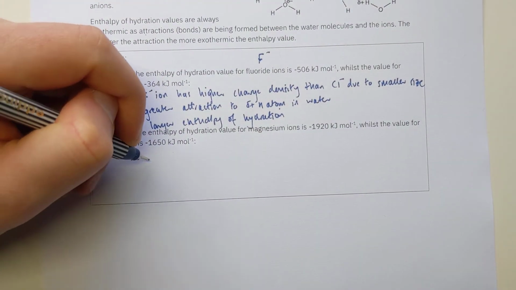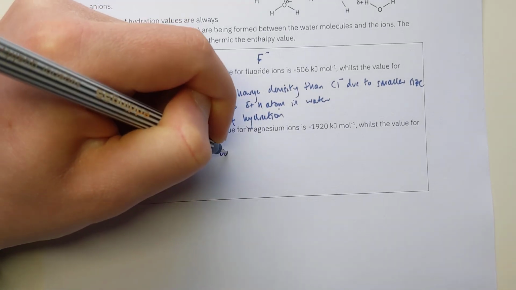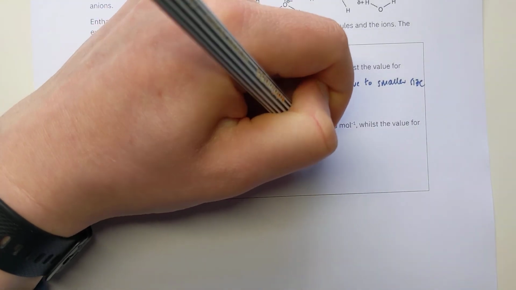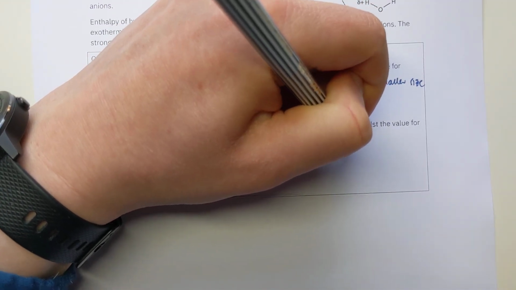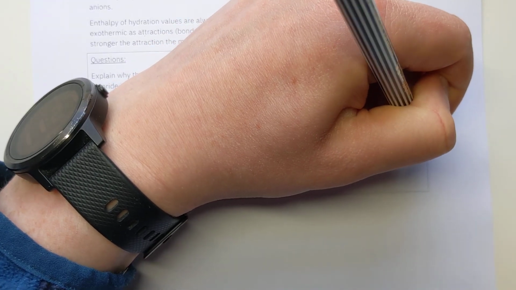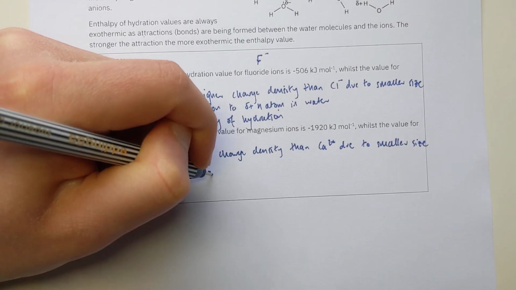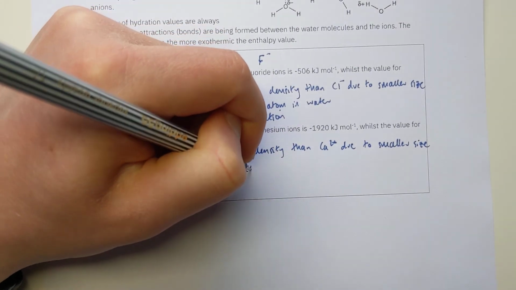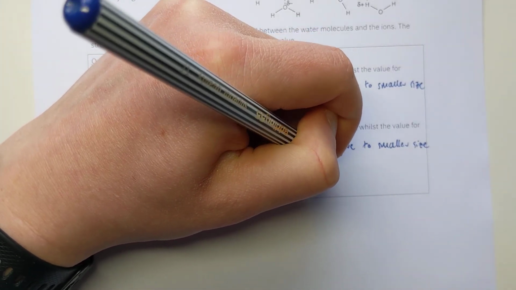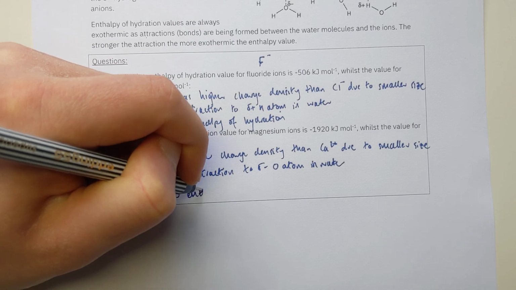So what we'd say here is that the Mg2+ ion has a higher charge density than calcium 2+, due to smaller size. Therefore, a greater attraction, and again I'll try to be nice and specific, it's an attraction to the delta minus oxygen atom in water, and therefore a larger enthalpy of hydration value.